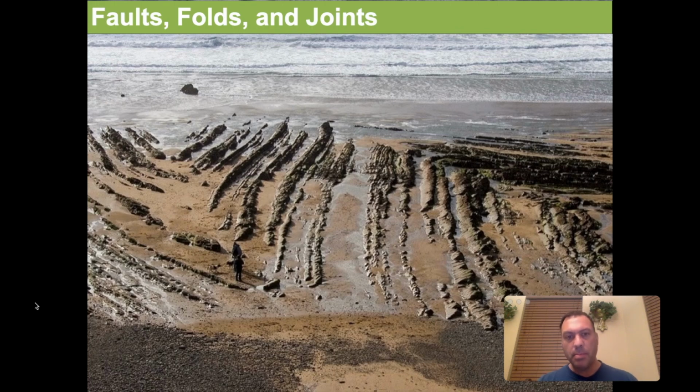Hey everybody, welcome back. We're going to be doing a lecture today on folds, faults, and joints. That might sound like something a little strange, but in geology it's actually a pretty exciting topic. In geology, folds, faults, and joints are the manner in which the Earth crumples and changes and deforms.